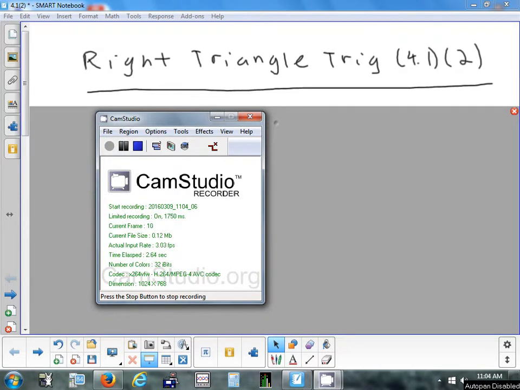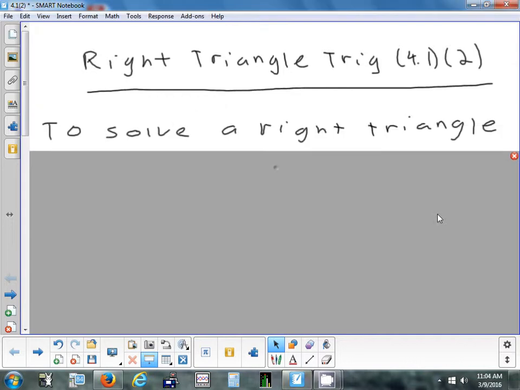Right, so today what we'll do is we'll finish up section 4.1. Okay, and the big picture here is we're going to be solving right triangles. Okay, does anybody remember what I said earlier? What it means to solve a triangle? What do you have to find?